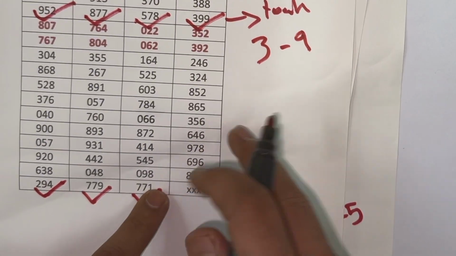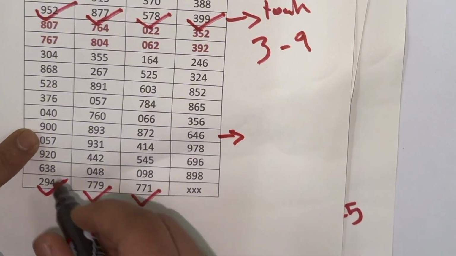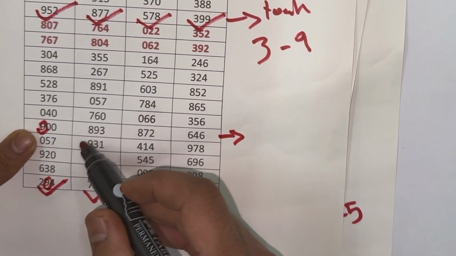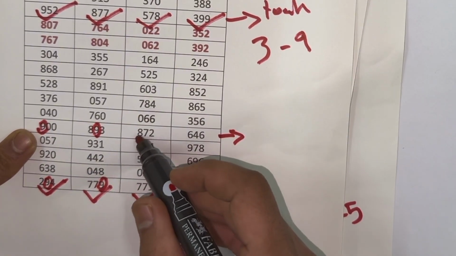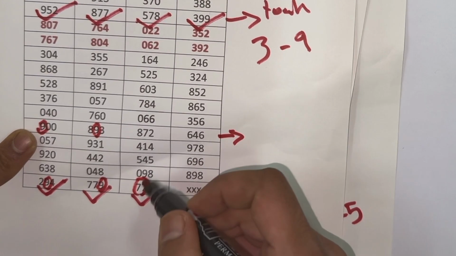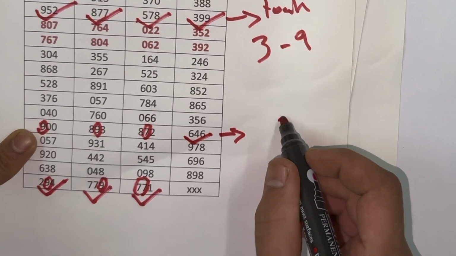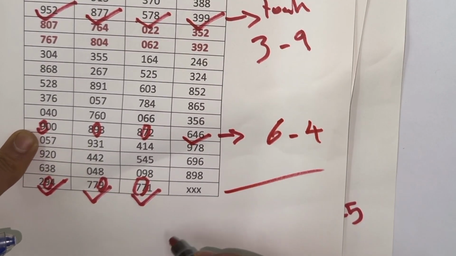Another touch is here in this line, which is 9 and 0. Here we have 9. And here we have 893, again 9. Here we have 872, here 7. And for the next one is 6 and 4. If these two come true, we can easily find the pair.